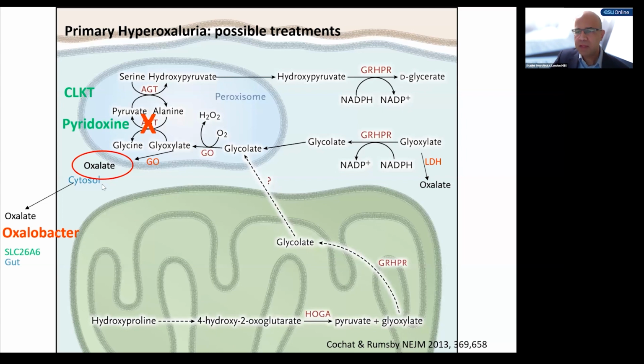because the patient no longer produces abnormal enzyme. And then there's another set of drugs that can work on the basis of bacteria or bacterial enzymes to try to digest oxalate in the gut. So that's another way of trying to attack the problem.